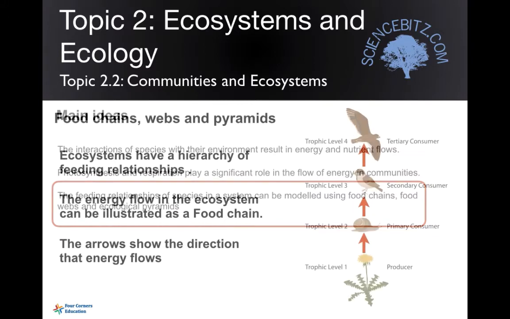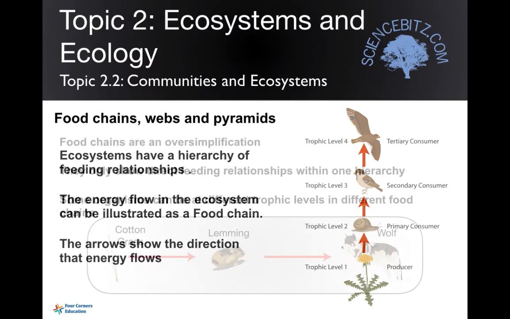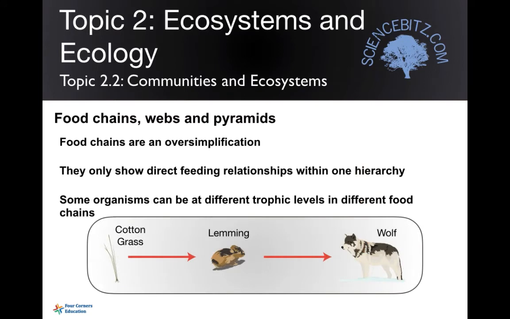So, just to recap a little bit. In the last section you saw this slide. Ecosystems have a hierarchy, and energy flows in the ecosystem are illustrated within this food chain, and the arrows illustrate the flow of energy. Food chains are a very big oversimplification of quite a complex system. They only show feeding relationships in one direction.